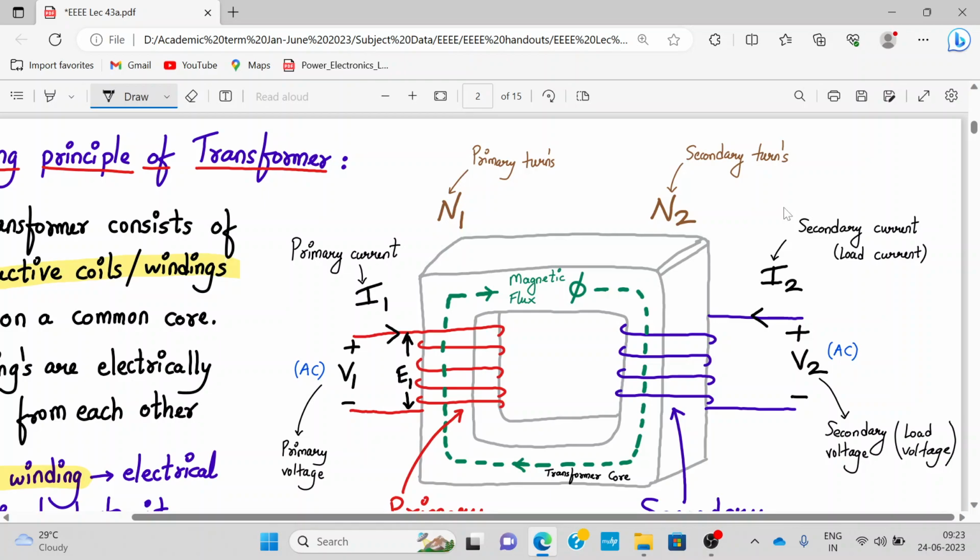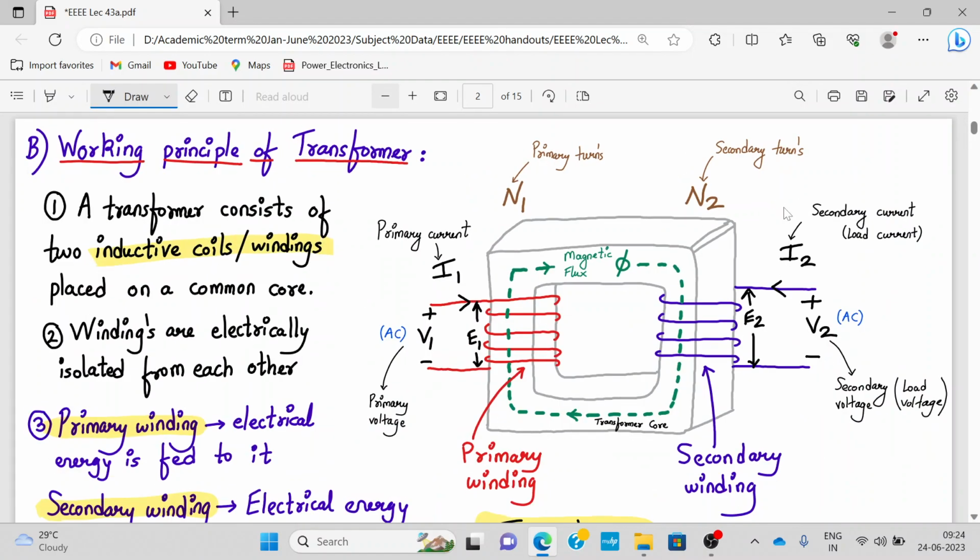Alright, so this EMF is induced in the primary coil. Now, assuming that the whole flux produced by the primary winding links with the secondary winding, EMF E2 is produced in the secondary winding. Again, E1 is the self-induced EMF, while E2 is the mutually induced EMF. Alright, so let's go into detail of it. I hope this is clear.